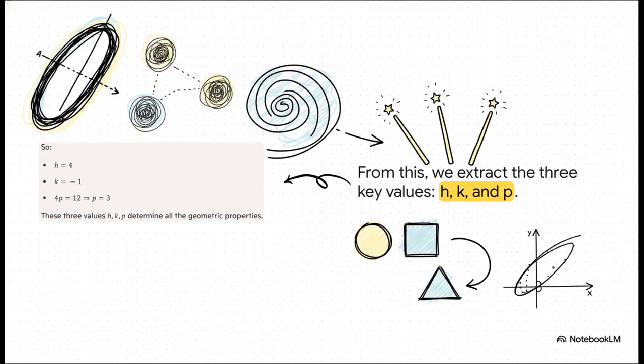By comparing our equation to the standard form, we can just pull out 3 magic numbers, h, k, and p. In our case, h is 4, k is -1, and since that 12 in front is equal to 4p, a little division tells us that p must be 3. These 3 little numbers are about to tell us everything we need to know.